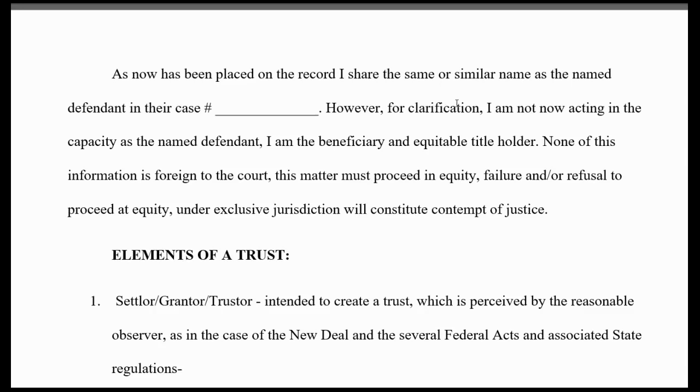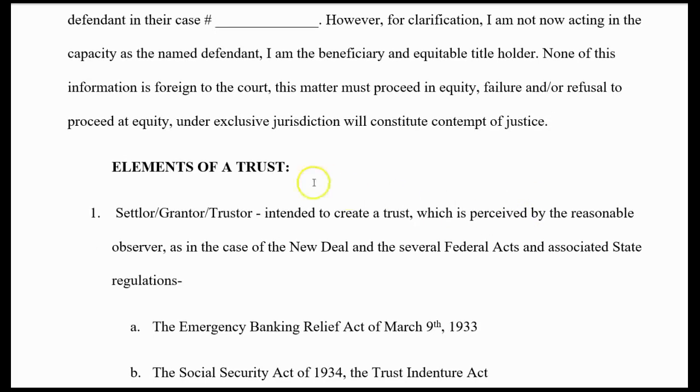And they can't rebut this, by the way, folks. They can't. So none of this information is foreign to the court. This matter must proceed in equity. You're slipping the jurisdiction. Failure and refusal to proceed at equity under the exclusive jurisdiction will constitute contempt of justice. Boy, if you bring this forth and they try to move forward, do you have an appeal?